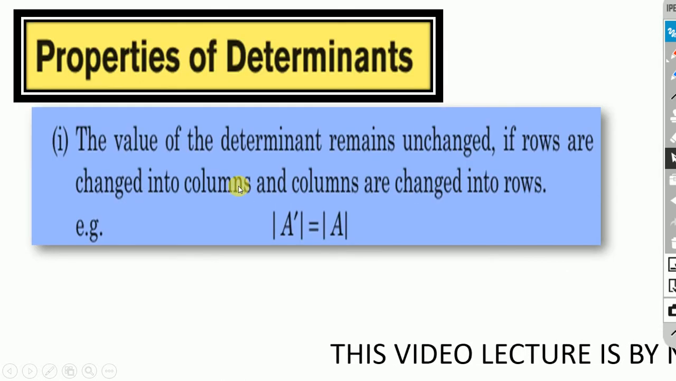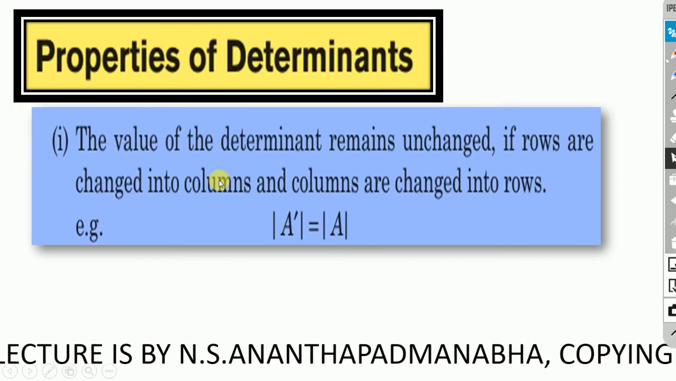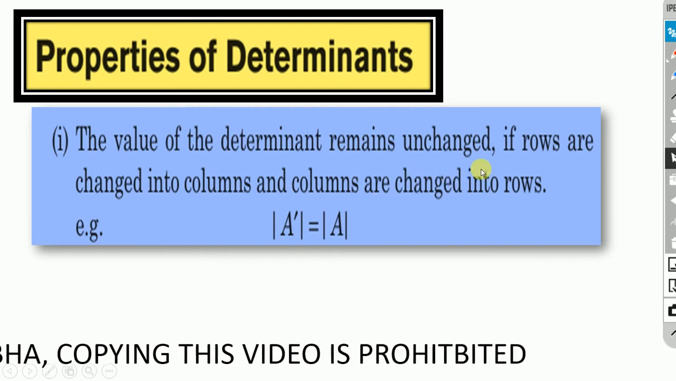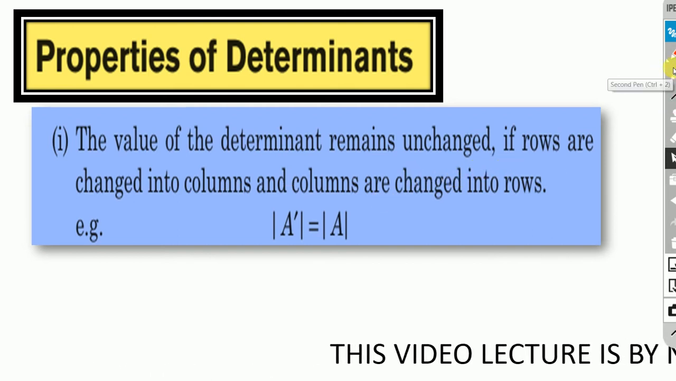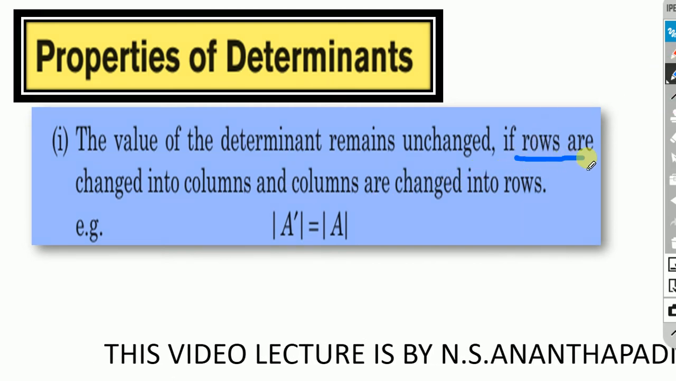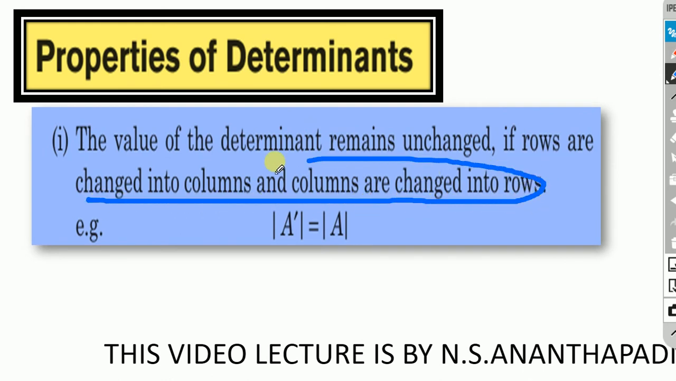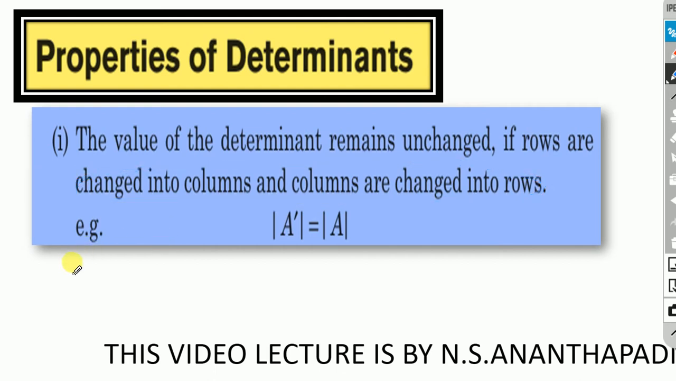Now let us see some of the properties of the determinant. The value of the determinant remains unchanged if rows are changed into columns and columns are changed into rows. That is, when you take the transpose of the determinant, then the value of the determinant will not change. That is, determinant of A transpose is nothing but determinant of A. So this is property 1.